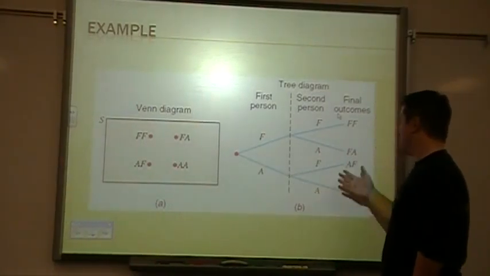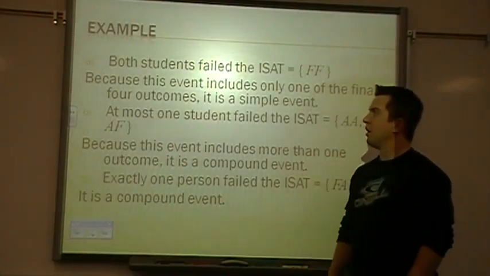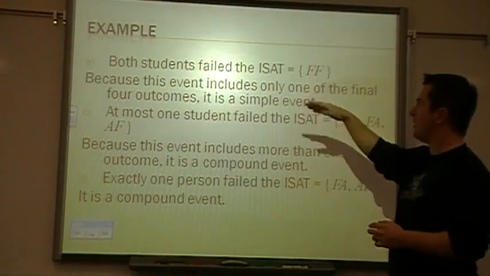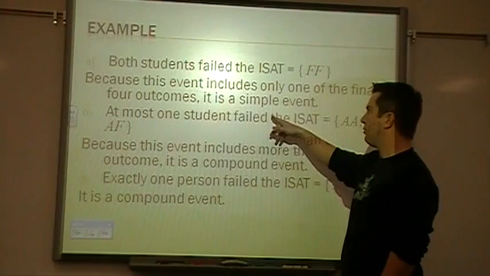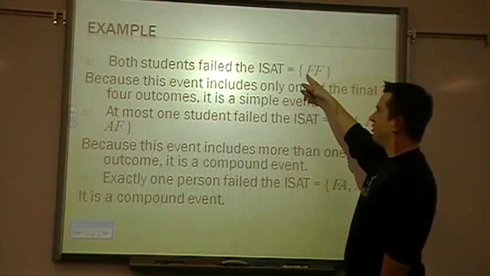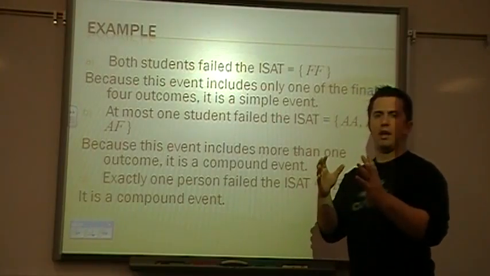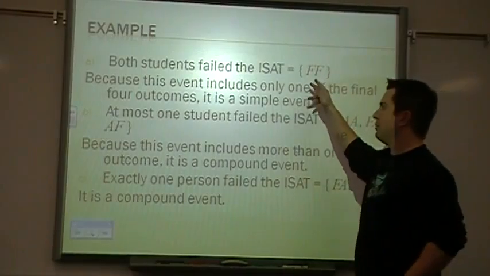Do the same thing on the bottom branch, and this is all your possible outcomes over here. Alright, so back to our question now, is both students failed the test? Well, there was only one thing. If we look at the tree diagram, they go up the fail branch and then they go up the fail branch again. So both people failed. That would be what we call a simple event. There's only one of those outcomes. There's only one outcome where both people failed.